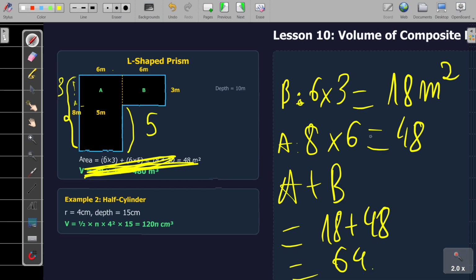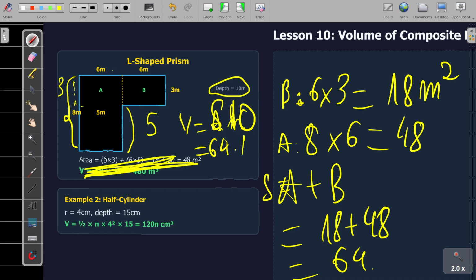Because I have the formula V equals area multiplied by H, and H is 10, I'm going to replace A here. Actually, this is going to be S. S is 64. I just add all that up, and now I'm going to multiply with the depth. The depth is 10 here, so I should have my answer as 640. Very sorry for the math right there. It looks a little bit visually glitched, but that is going to be our answer if we calculate A and B together, of course.